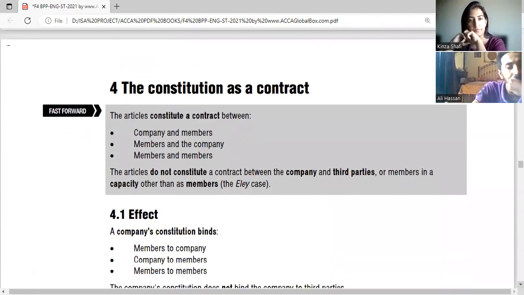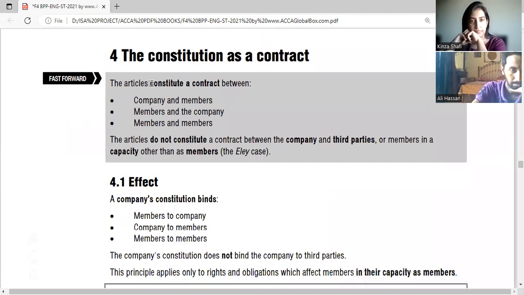The constitution as a contract. The constitution as a contract, it's between the company and the members. That means the constitution of the company is what? Which document?